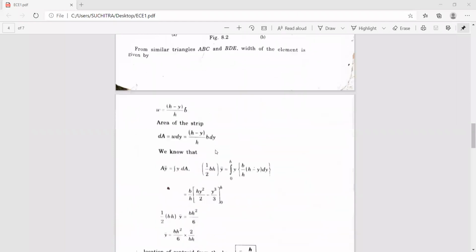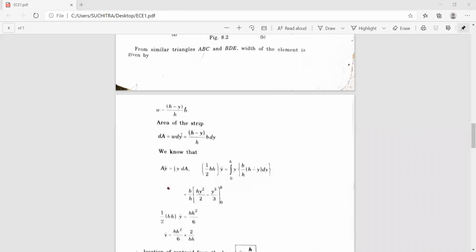So hence we'll be using A y bar, which is equal to the integral of y dA. Now, what is the area of the triangle? Half into base into height into y bar. On the left hand side, area is nothing but half into base into height into y bar, is equal to the integral. So we have to integrate this elemental strip, and the limits of integration are 0 to h. So integral from 0 to h of y into dA.